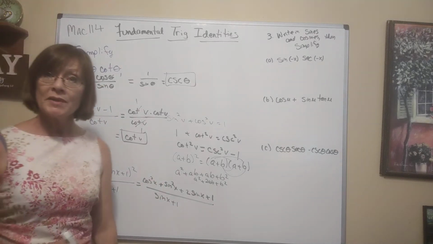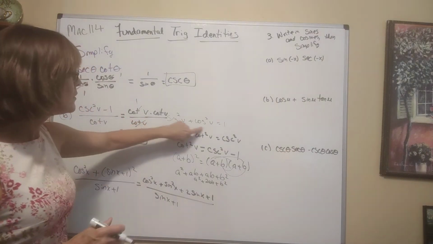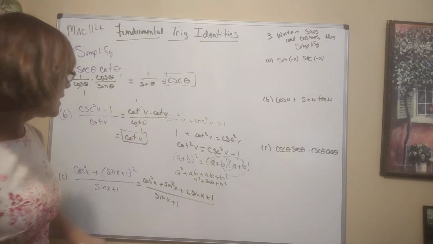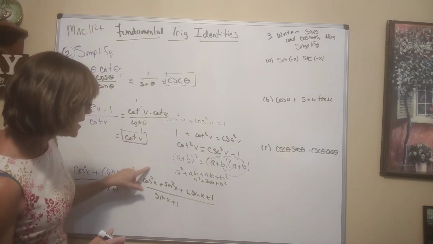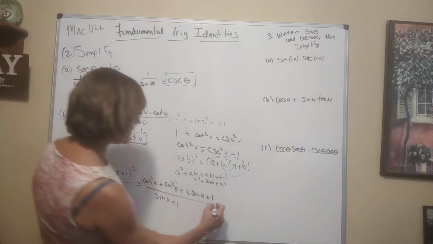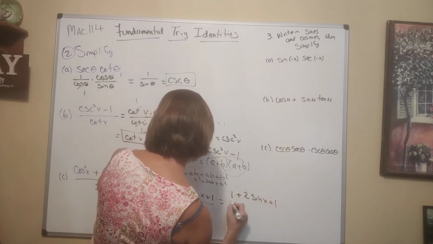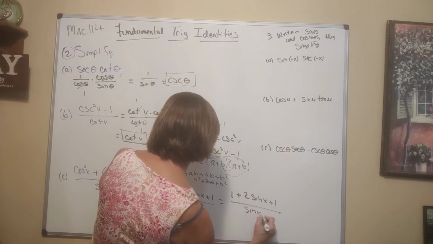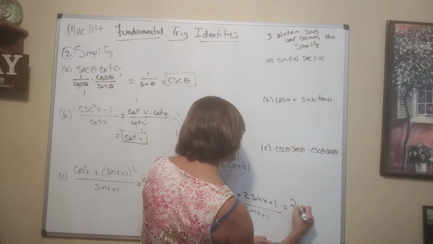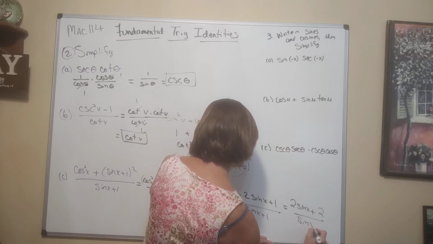Okay, I see another Pythagorean identity. I see cosine squared and sine squared. That makes me think Pythagorean identity, and this is the one. Sine squared of v plus cosine squared of v is equal to 1. Cosine squared of x plus sine squared of x is also equal to 1. So this right here is a 1. So I'm going to rewrite that. That's going to be 1 plus 2 sine of x plus 1 all over the sine of x plus 1. I'm going to add 1 plus 1 and I'm going to get 2. 2 sine of x plus 2 over the sine of x plus 1.